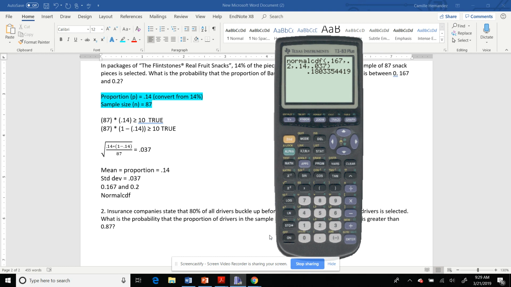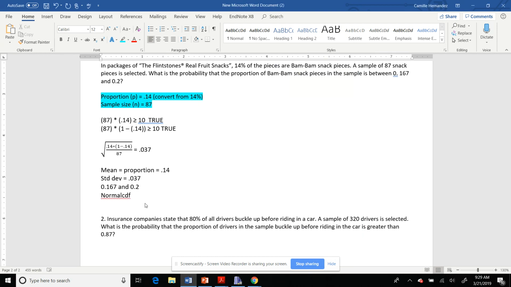My answer is a little bit different from the one in the book. Just remember, I'm going to be really careful when I grade your test and everything. And if you think you have a slightly different answer due to rounding, let me know. So I'm going to do this, okay. 0.1803, which is slightly different.